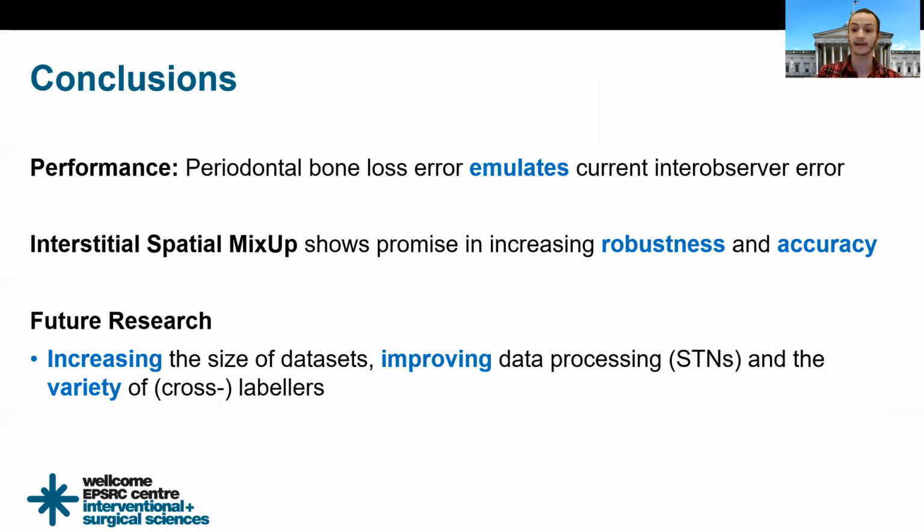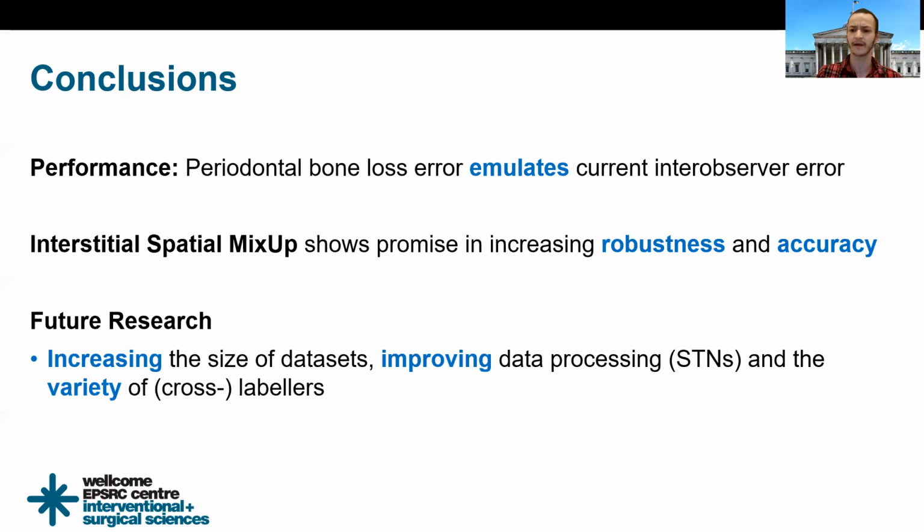So our performance of 58% when compared to clinicians' initial estimates of entire periapical radiographs. Literature shows that this emulates current interobserver error, which is very impressive, even though we've got only 2 labelers currently. Our system is essentially acting as an extra clinician in the room, which is very important for interventional decisions and very encouraging for our progress. Interstitial spatial mix-up, like I say, has been shown to increase accuracy on our network and on our data, but to prove this for more networks and data, it would have to be further evaluated.